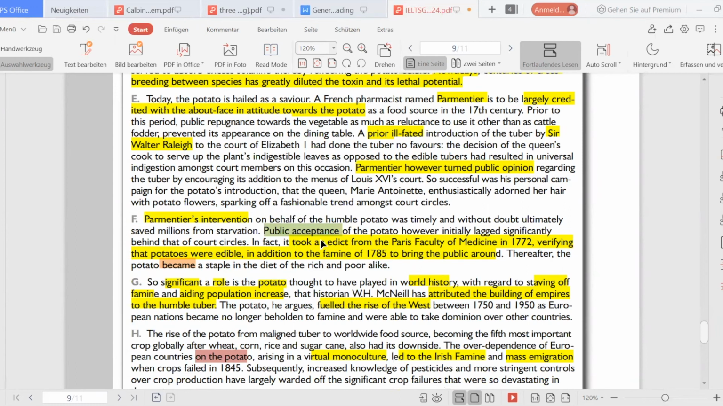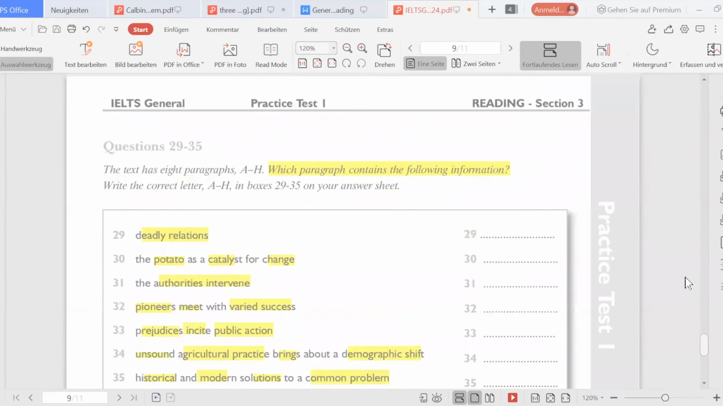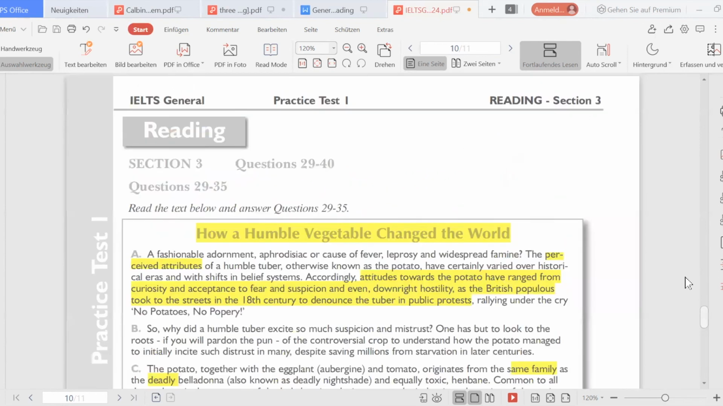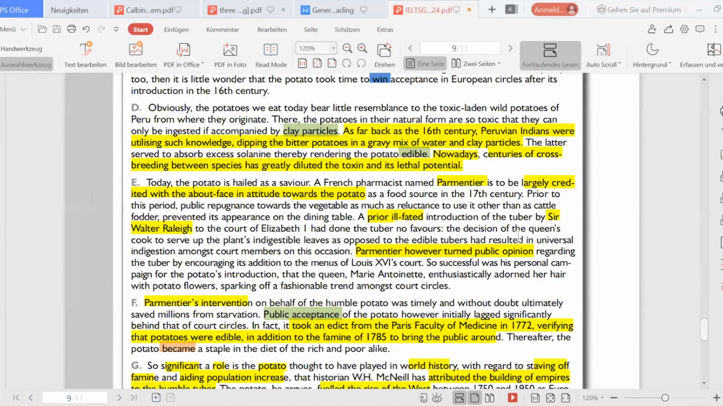And then also this whole sentence about the Paris Faculty of Medicine determining if potato was edible or not. And this is also an intervention from the authorities. Number 32, pioneers meet with varied success. If you go to letter E, this is where you will find it, okay? You will see that there were about 2 people, pioneers of potatoes, who actually had varied levels of change.